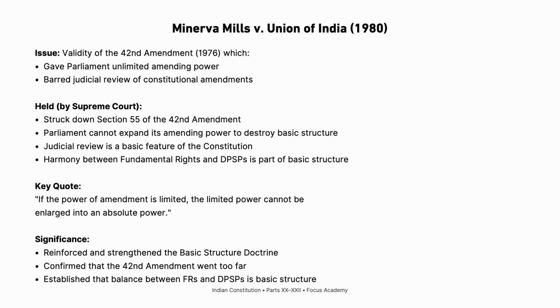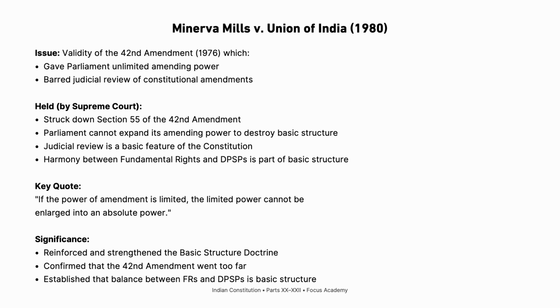Now, I discussed that a few days earlier, okay? What was the 42nd Amendment Act? What was Section 55 of the 42nd Amendment Act? Section 55 of the 42nd Amendment Act of 1976 had two features. It gave the Parliament, which means Indira Gandhi and her government, unlimited amending power. They can amend the Constitution, and as for judicial review, it also says that it cannot be questioned in the court.